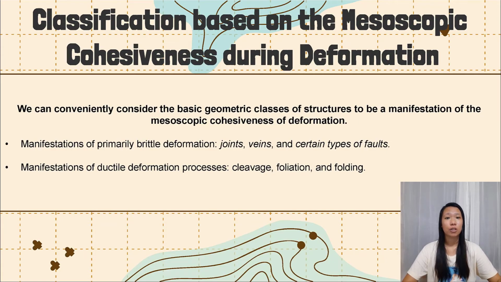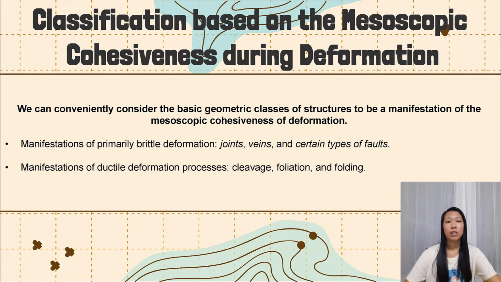Based on the things that we've discussed in the previous slide, we can now conveniently consider the basic geometric classes of structures to be a manifestation of the mesoscopic cohesiveness of deformation. Manifestations of primarily brittle deformation include joints, veins, and certain types of faults. And manifestations of ductile deformation processes include cleavage, foliation, and folding. The scale of observation, in this case mesoscopic, is critical in the distinction between brittle and ductile deformation, because ductile deformation can involve microscopic scale fracturing and frictional sliding.